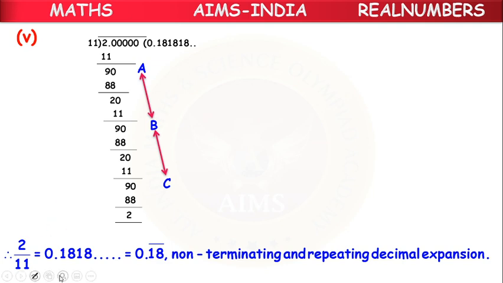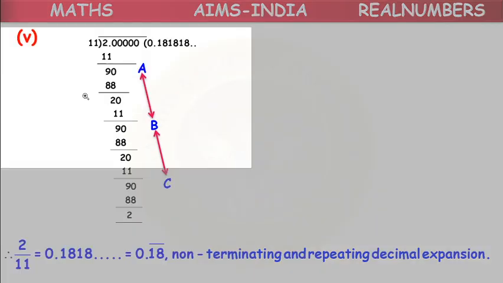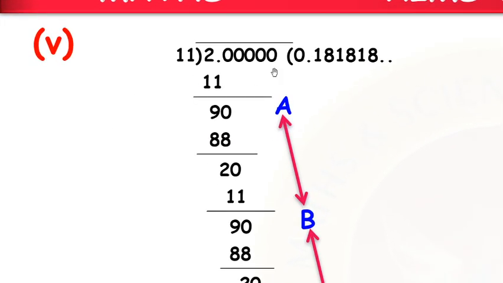So one more question. 2 by 11 is there. We have 2 by 11 here. 2 is not divisible, so we can take 0 point. It will become 20. 11 1 times 11. 9 is remaining, 90. 11 8 times 88. 2 is remaining, 20. 11 1 times 11, 9 is remaining, 90, 11 8 times 88, again 2 is remaining.